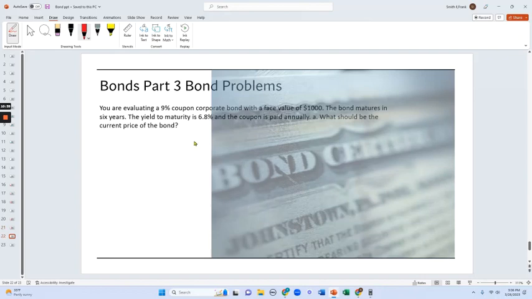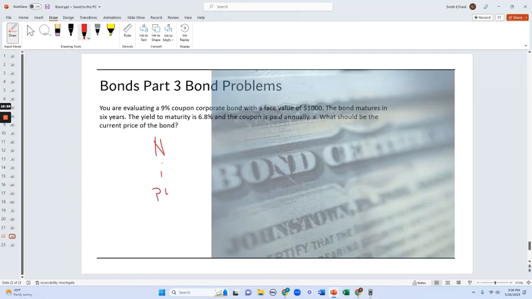Getting close to the end here, you're evaluating a 9% coupon rate bond. Face value $1,000. The bond matures in 6 years. Yield to maturity is 6.8%. The coupon is paid annually. What should be the current price of the bond? Pretty straightforward bond problem here again.